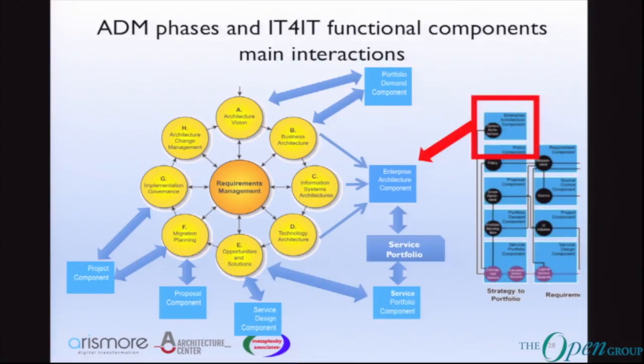So as you can see, most of the relations between ADM phases and the functional components are in the strategy to portfolio, a little in the requirement to deploy, but mainly in the strategy to portfolio value stream, which is normal. Of course, phase G, as it is implementation, all the rest of the IT4IT, I mean the request to fulfill and detect to correct, will be mainly in phases G and H.